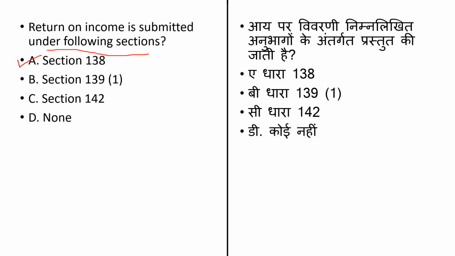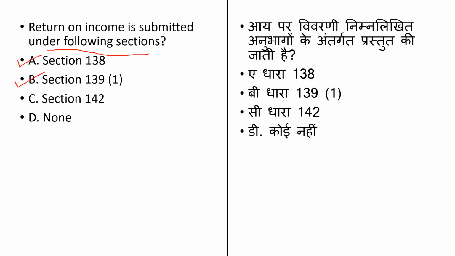Subsection clause 1 of this section provides that the CBDT or an income tax authority specified by it may furnish such information as obtained in the performance of their functions to the authority dealing with the law related to any tax, duty, cess or foreign exchange. Second option given is section 139 clause 1.